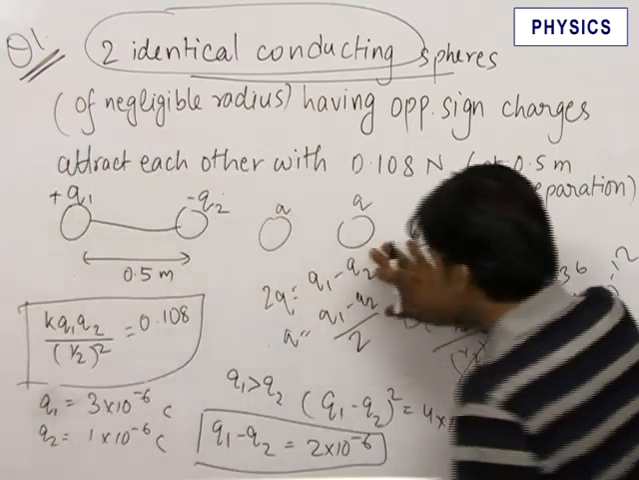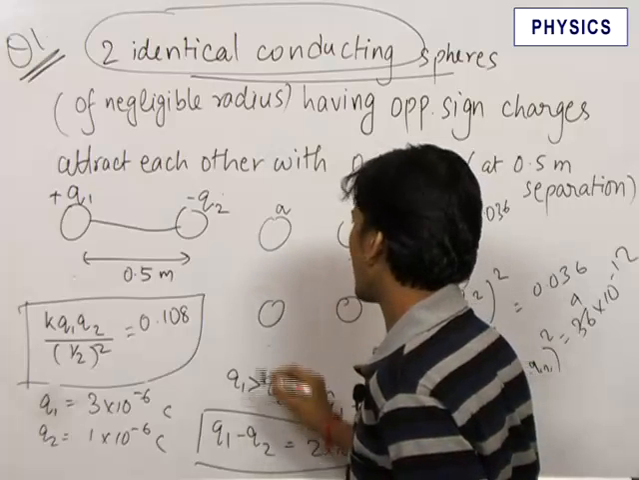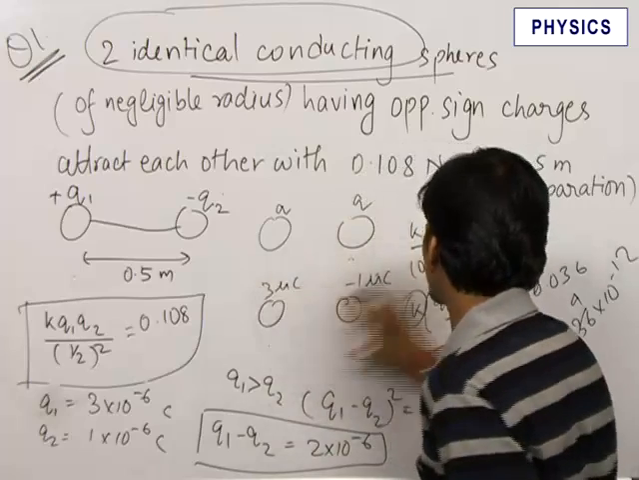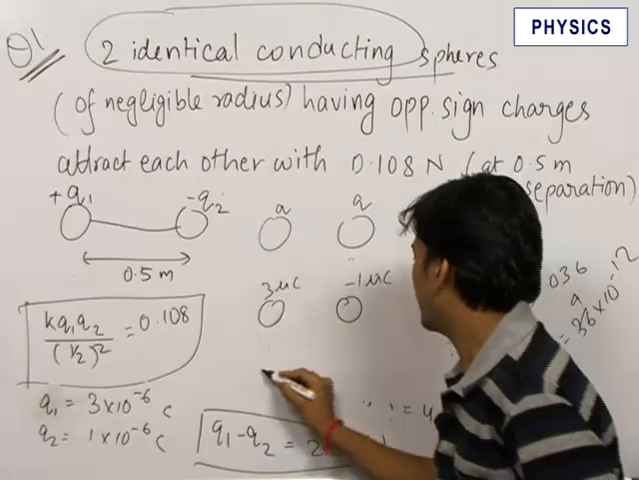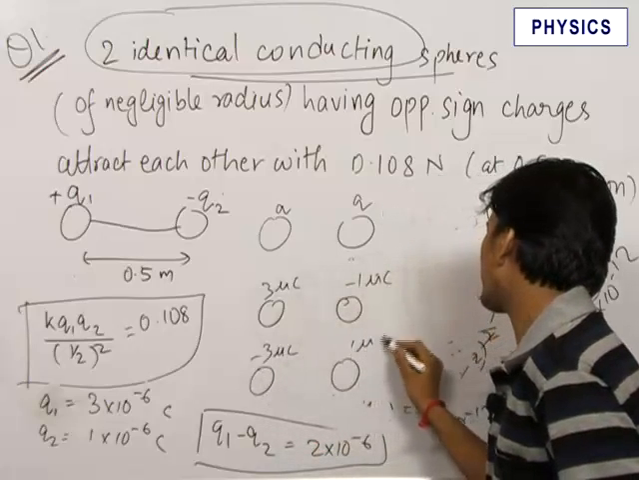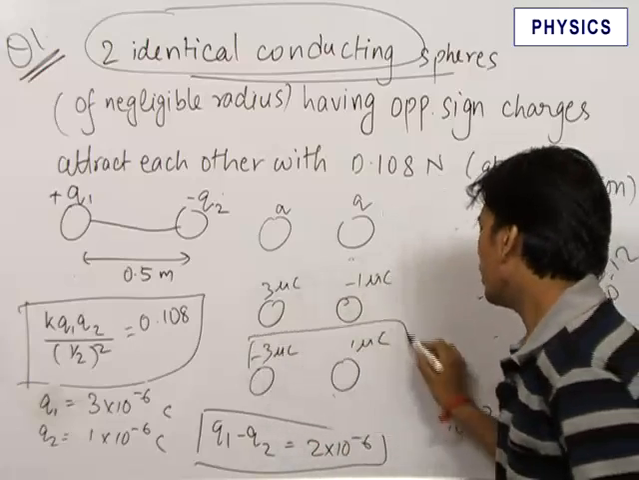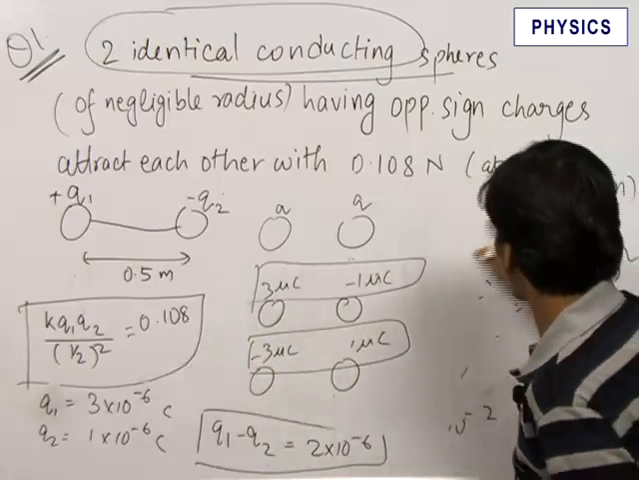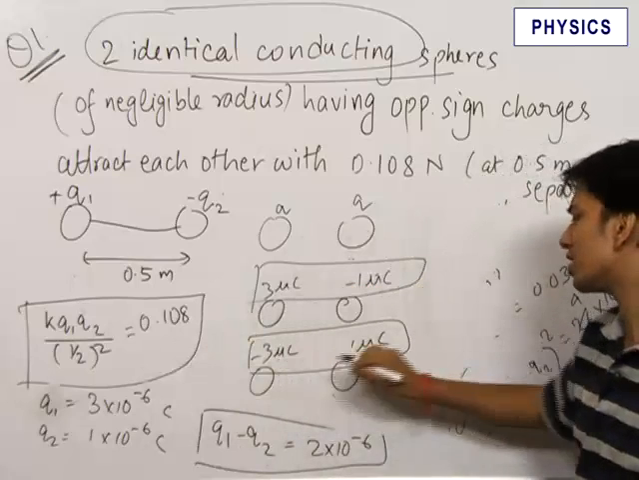So the final answer becomes, the charge on the two spheres can be 3 microcoulomb and minus 1 microcoulomb, since this was negative initially, or it could have been the other way around. It could have been minus 3 microcoulomb and plus 1 microcoulomb. So if there are multiple options, you have to take both the answers. So the final answer for the initial charges on the two spheres comes out to be either plus 3 minus 1 microcoulomb or minus 3 plus 1 microcoulomb.